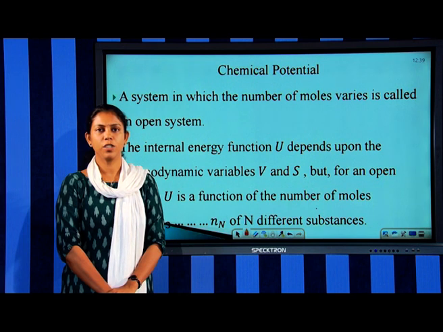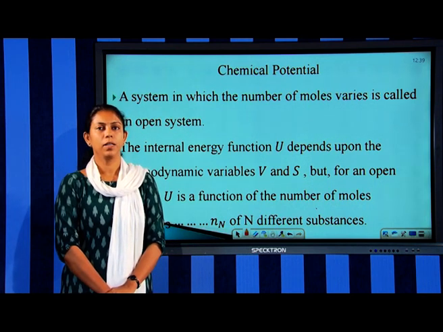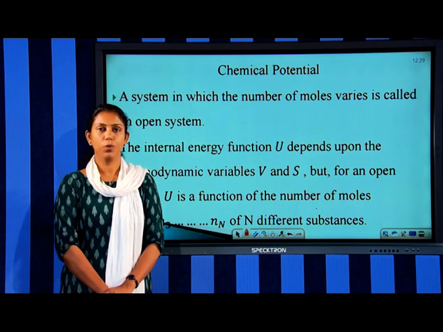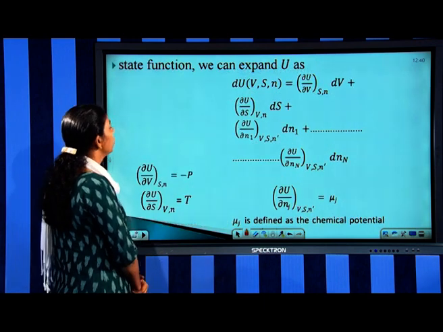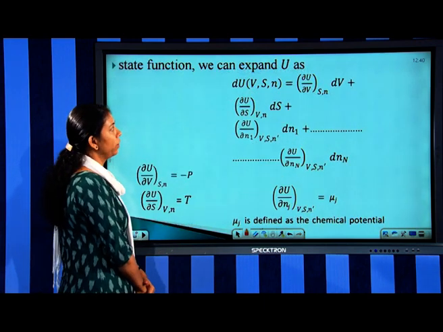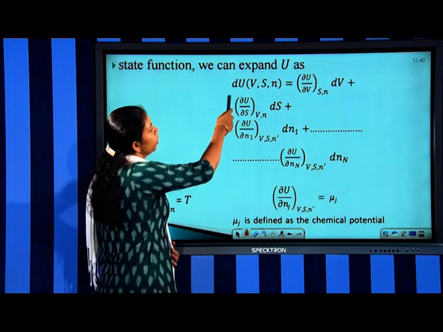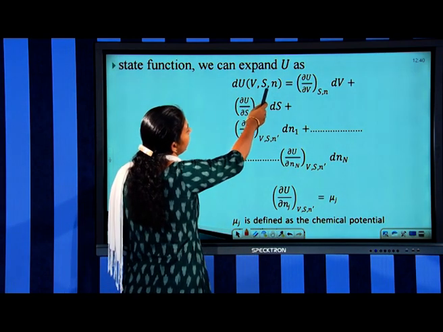The internal energy function U depends upon the thermodynamic variables volume and entropy. But for an open system, the internal energy function U is a function of the number of moles N1, N2, N3, etc. Nn of n different substances. So, the state function we can expand as U of V, S, n.